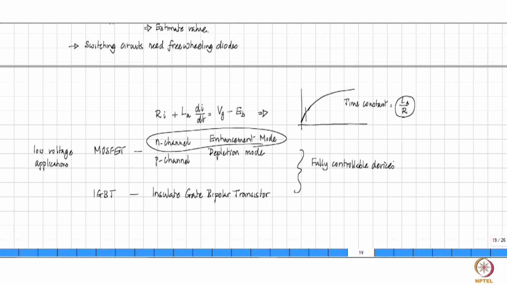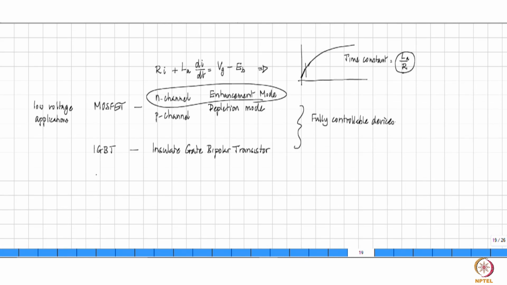The other most frequent semiconductor device that is used is the diode, and the diode is not a fully controllable device. In fact, it is an uncontrollable device. Why is it uncontrollable? You cannot decide when you want it to turn on, and you cannot decide when you want it to turn off. The circuit conditions decide when it will turn on and when it will turn off.